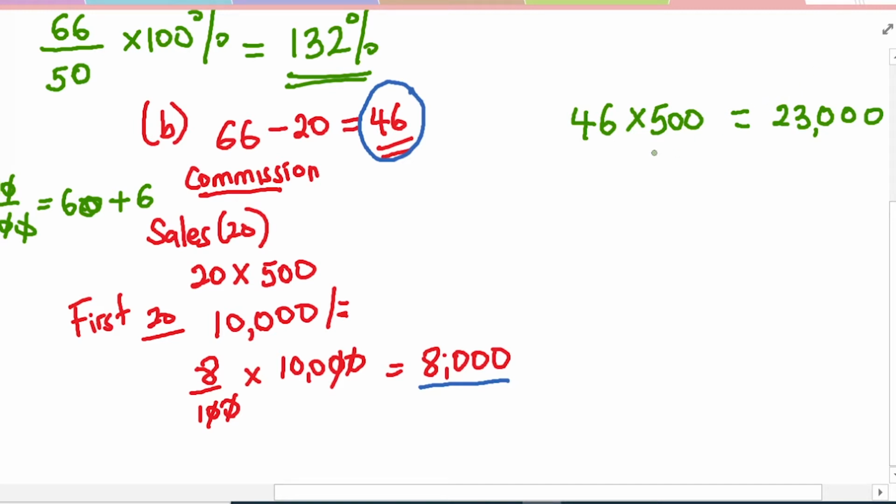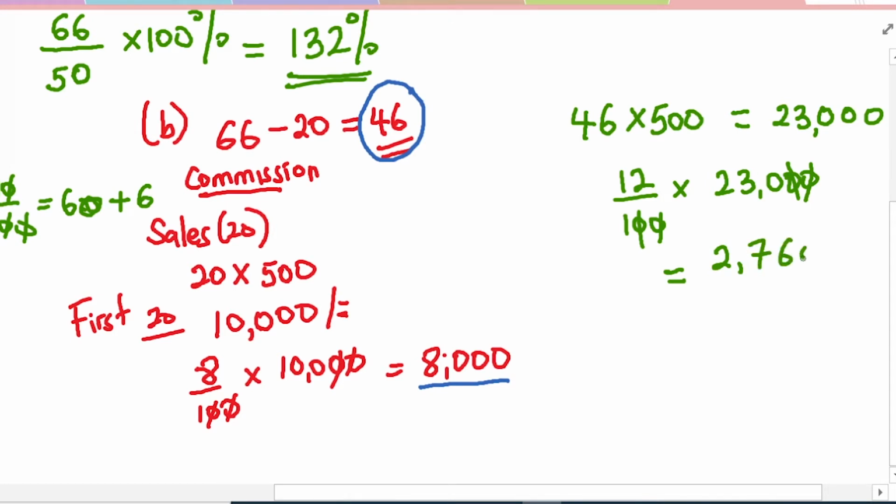So he makes 12% commission on that excess. So it's going to become 12 over 100 of the sales of the 46 hankies, which is 23,000. And from here, the commission is going to be 2,760.